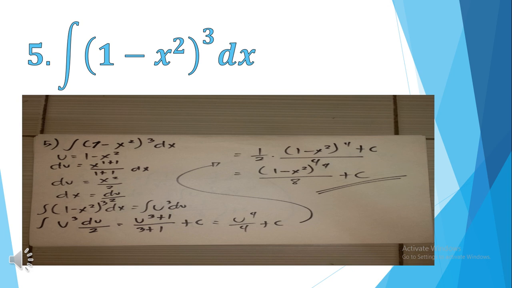So our final answer by doing the substitution method is the quantity 1 minus x squared to the power of 4 all over 8 plus c. The 8 comes from multiplying the two denominators, which are the 2 and 4.